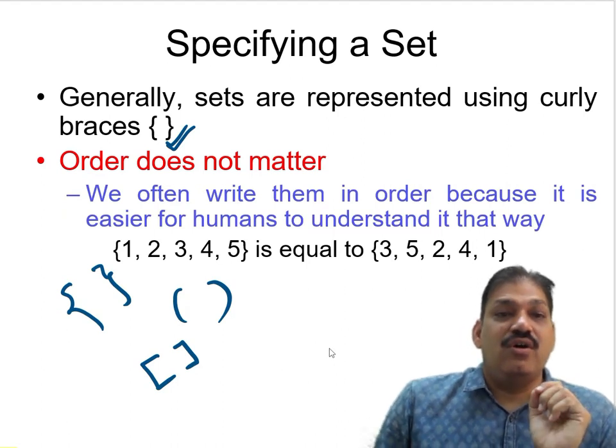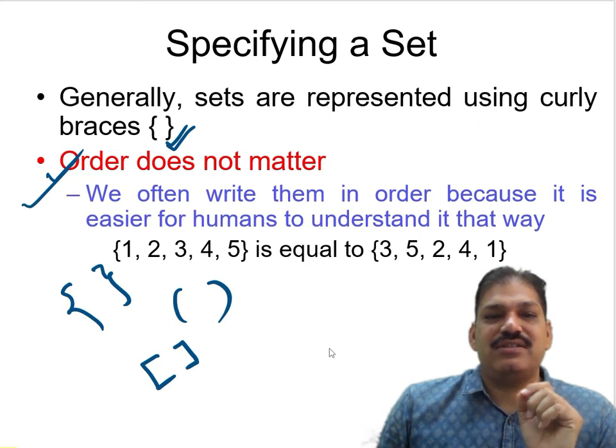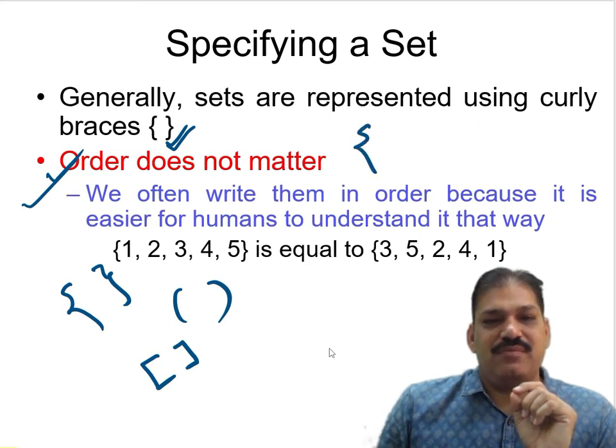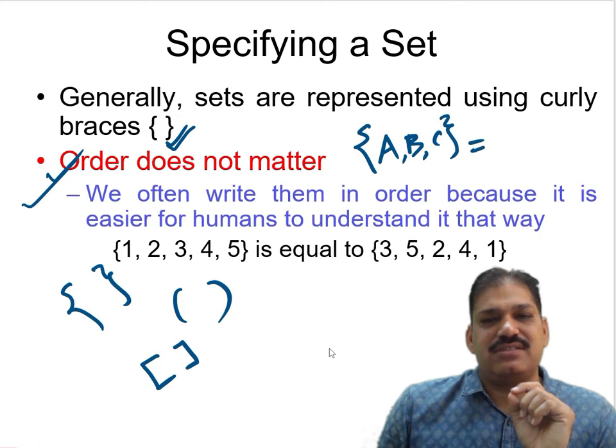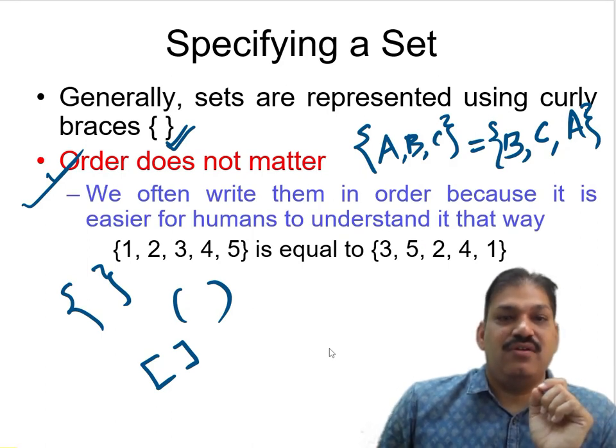All right. Well, when we write the set, the order of elements does not matter. Suppose I am to write capital A, capital B, capital C. If there are these three elements, then this set is equal to B, comma C, comma A. That is, the order of elements does not matter, but we often write them in order.